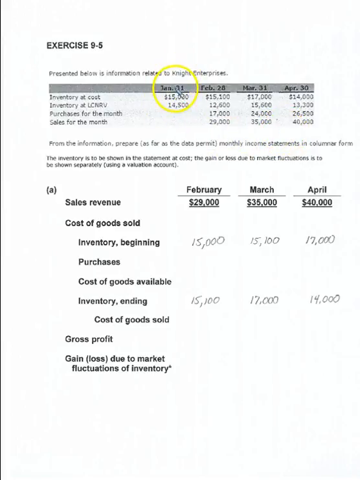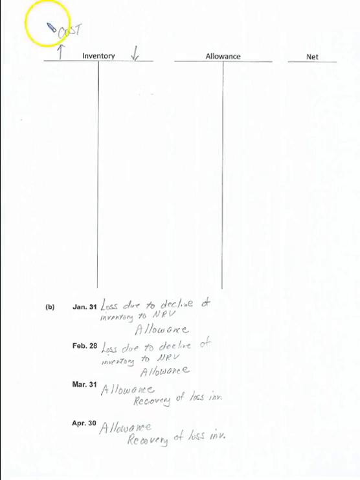So here we have January 31st balances. Inventory at cost, inventory at the lower of cost or net realizable value. So let's go put those in our T accounts. We know that on February 1, inventory has a cost of $15,000. But the lower of cost or net realizable value is $14,500, again, on February 1. So that's what we want to report on the balance sheet. So if we use the allowance account, I need a credit, right? A debit of $15,000 minus a credit of $500 will give us a net asset amount of $14,500.